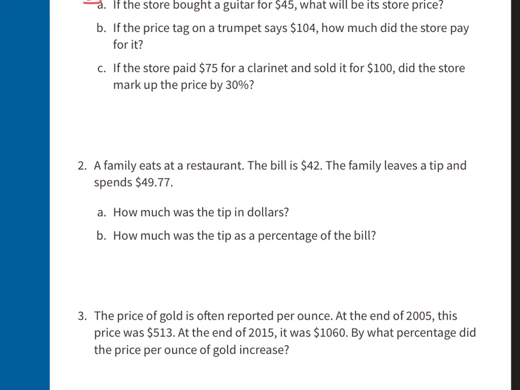And then number 2, a family eats at a restaurant, the bill is $42. The family leaves a tip and spends $49.77. How much was the tip? So just subtract the two. How much was the tip as a percentage of the bill? Whatever that tip is, divided by 49.77, and then be sure to move the decimal over twice.